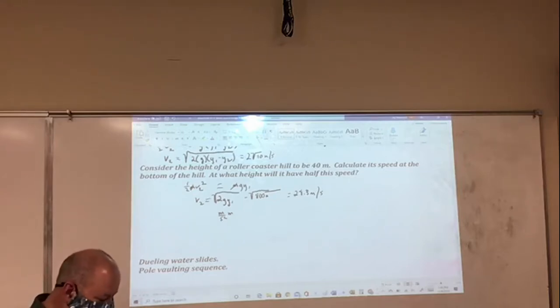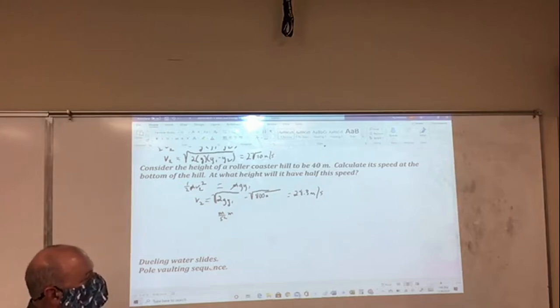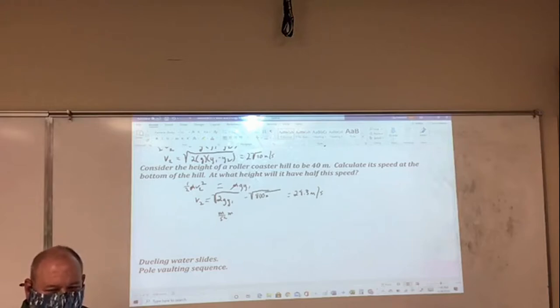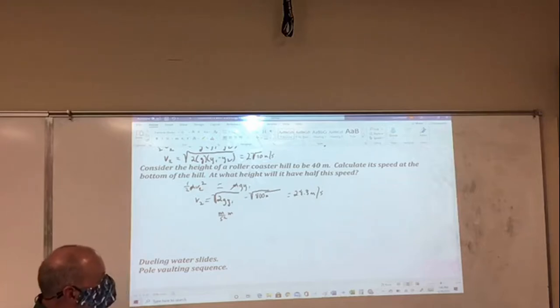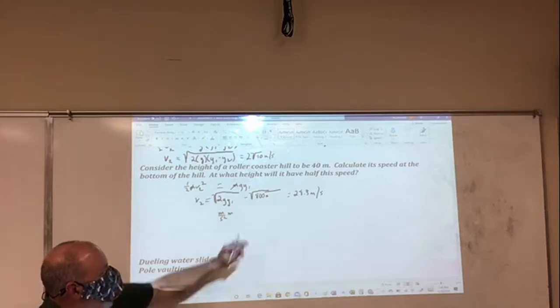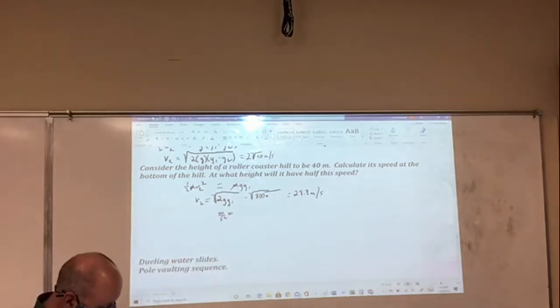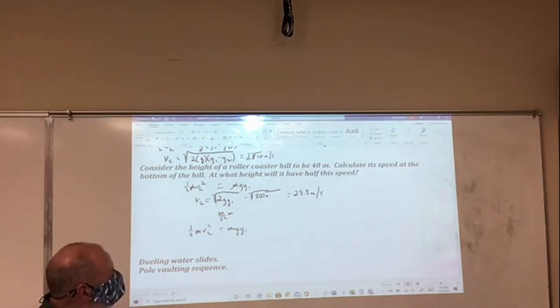Okay, at what height will it have half this speed? And you better not say half this height, because velocity is increasing by a square. It's not increasing linearly. So am I going to be able to turn this around and then just find y maybe? So I can say 1/2 mv2 squared equals mgy1. Is that the height that I want though?